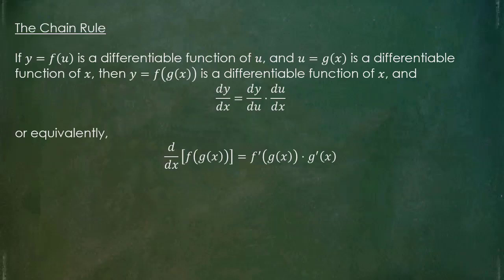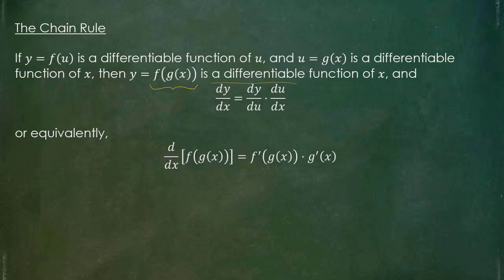So what is the chain rule? The chain rule, as you can see here, requires us to have some function of u, with u being defined as some other function of x. That way, when I combine them, notice it would turn into this composition f of g of x. As long as g of x is a differentiable function of x, then f of g of x would also be a differentiable function of x.